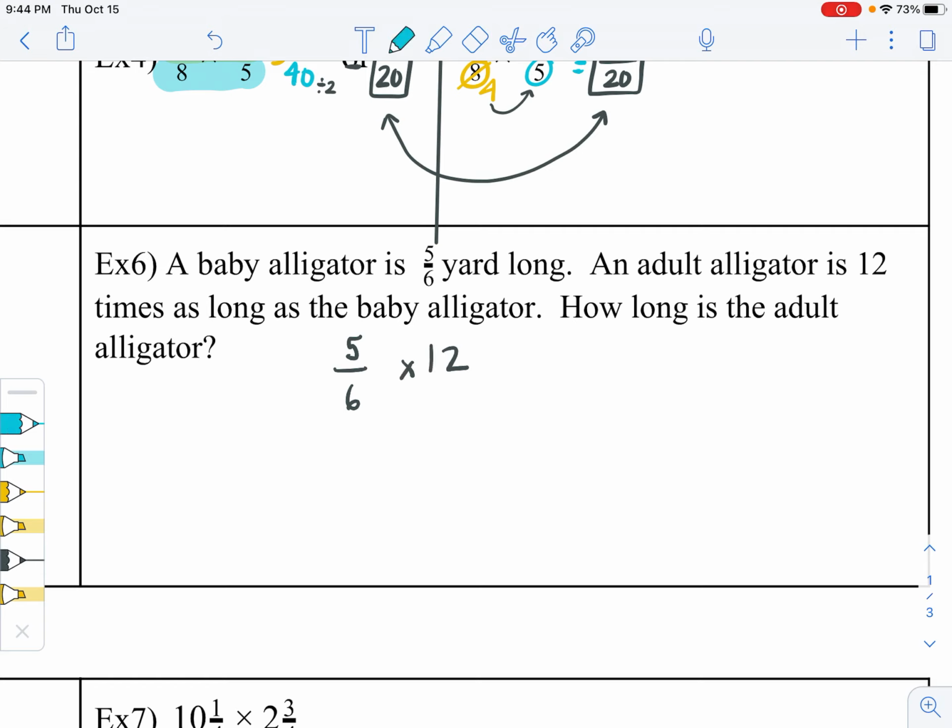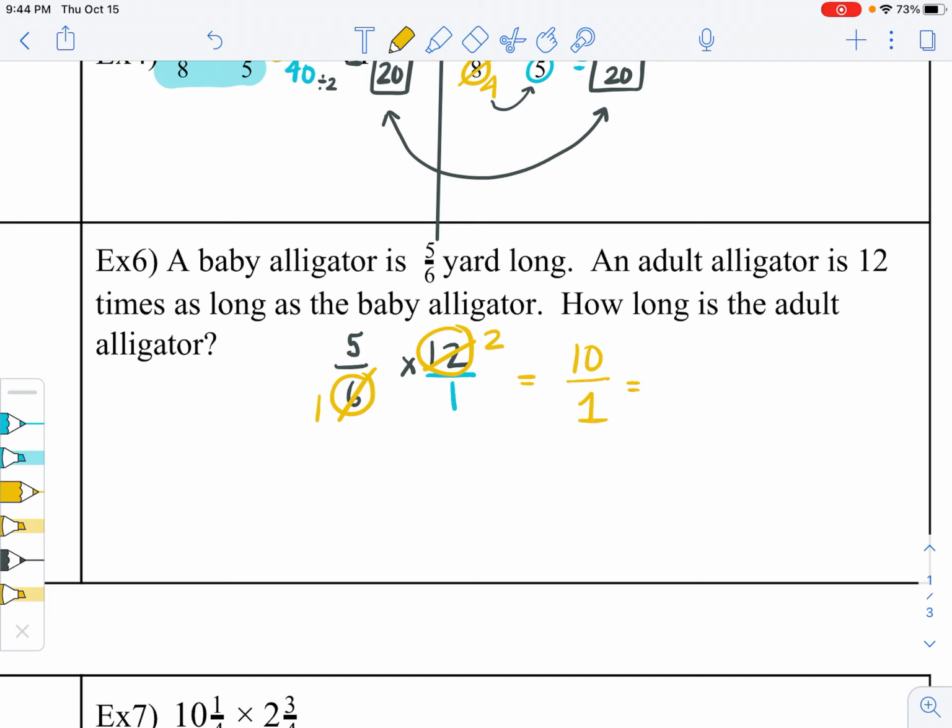Whenever we have a whole number, we're going to put the whole number over 1 so that we can make it a fraction. And we're going to look at the diagonals to simplify first. We have 6 and 12, and 6 and 12 are both divisible by 6. 6 goes into 6 one time, and 6 goes into 12 2 times. Then we have 5 times 2, which is 10, and 1 times 1, which is 1. 10 divided by 1 is 10. And since we have units here, since this is a word problem, we have 10 yards. And that is what the adult alligator is, 10 yards.